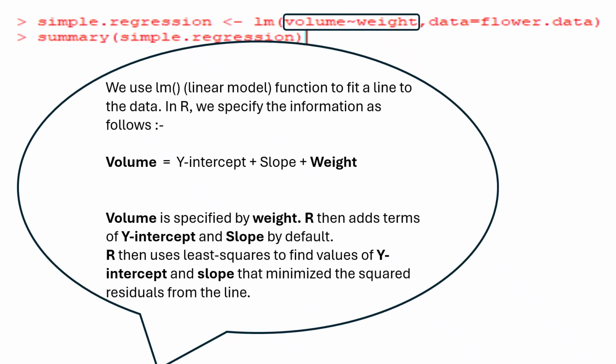So here we use lm. lm is the abbreviation of linear model. It is a function to fit a line to data. In R, we specify the information as volume equals the y-intercept plus the slope times the weight, and thus I said that volume would be a function of weight. Now volume is specified by weight in the linear regression. R then adds the terms of the y-intercept and the slope by default. R then uses least squares to find the values of y-intercept and slope that minimize the squared residuals from the line.